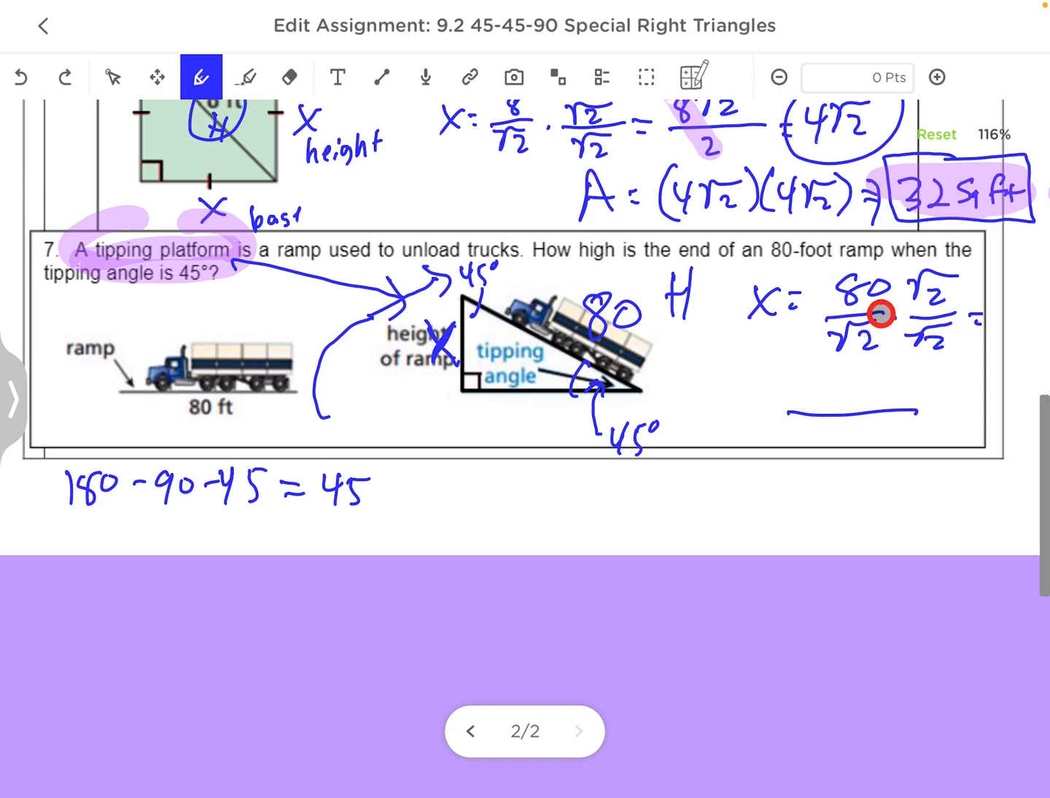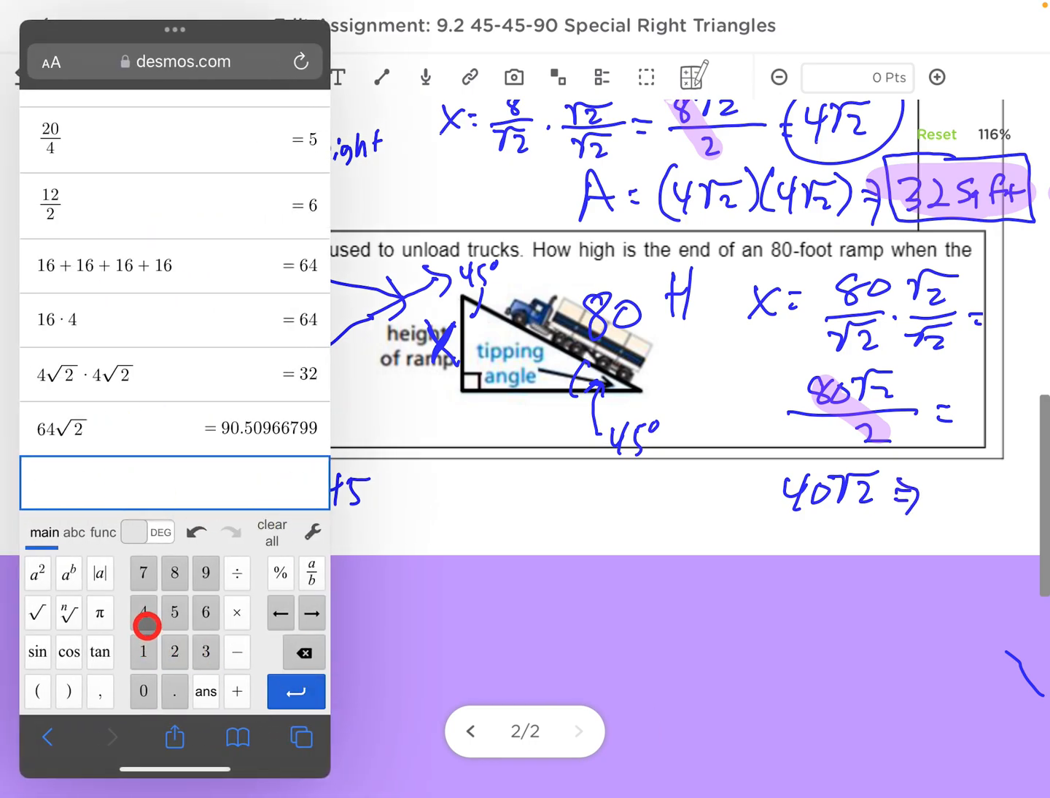So that means on top, 80 times the square root of 2 is going to be 80 square roots of 2. Okay, on the bottom, square root of 2 times square root of 2 is 2. Okay, let's look on top. 80 divided by 2. What's half of 80? That's 40. All right, so 40 square roots of 2. But they want to know how high it is, right? That doesn't make sense. You can't say it's that many feet high, right? So let's go and convert that. Let's type that into our calculator. 40 square roots of 2. And so that tells us it's approximately 56.57 feet. Okay, and that's our answer.